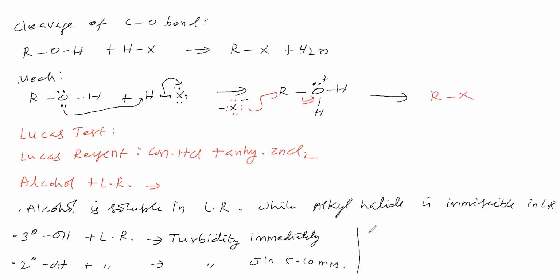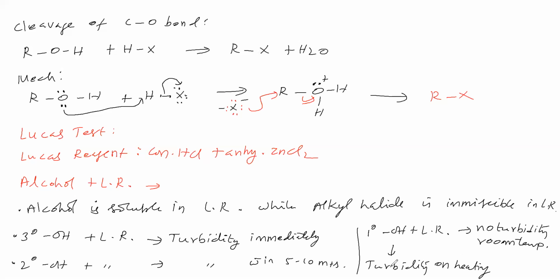Next we are taking primary alcohol. To this we are adding Lucas reagent. What is happening? No turbidity is obtained at room temperature, but it gives turbidity on heating. Okay. So the three alcohols responded like this. What about phenols? Phenols do not respond.